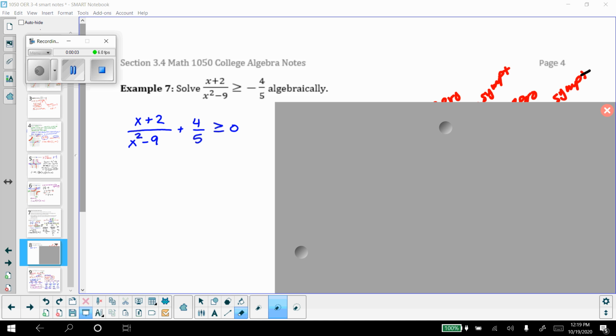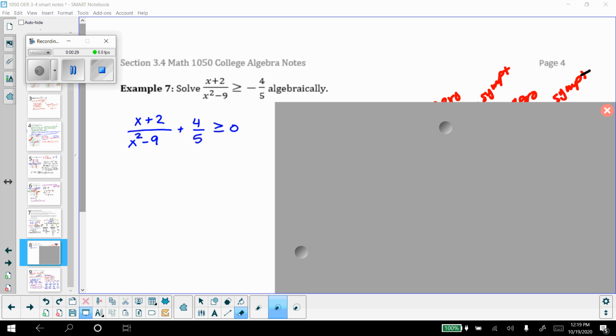So we have (x plus 2) over (x squared minus 9) is greater than or equal to negative 4/5. The first thing we're going to do is move the negative 4/5 over to the left, so that we have (x plus 2) over (x squared minus 9) plus 4/5 is greater than or equal to 0. Now, before we go further, we want to combine this all into one big old happy fraction.